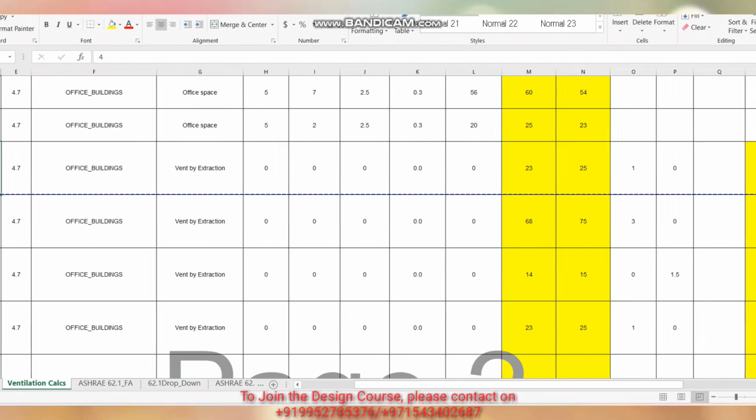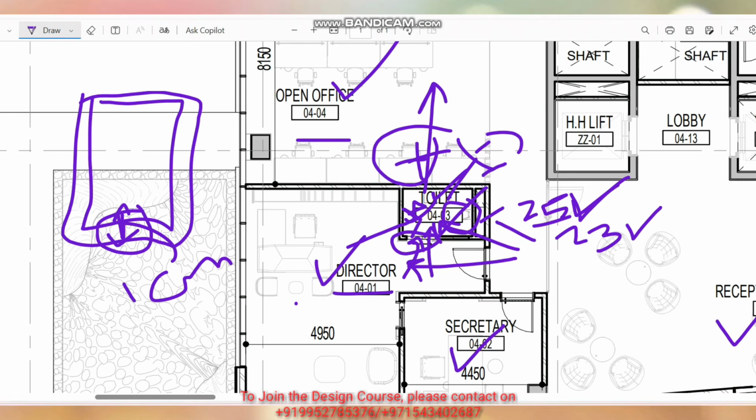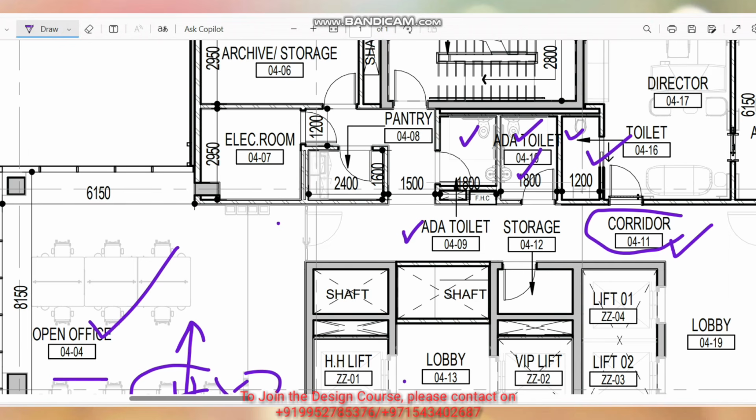And next is the toilet near corridor 11. If you go to the drawing, toilet near corridor 11, you can see the corridor area here. In the corridor area, near corridor 4-11, we have three toilets. This is an ADA toilet. There are three toilets, 1, 2 and 3, so three water closets they have given. These three water closets we have to consider in the calculation.